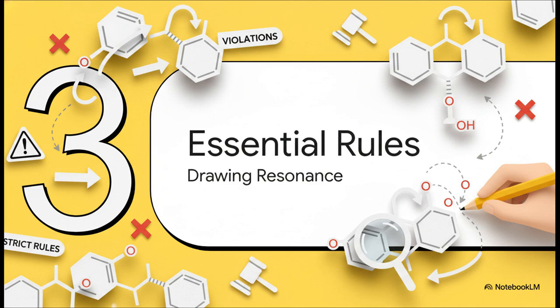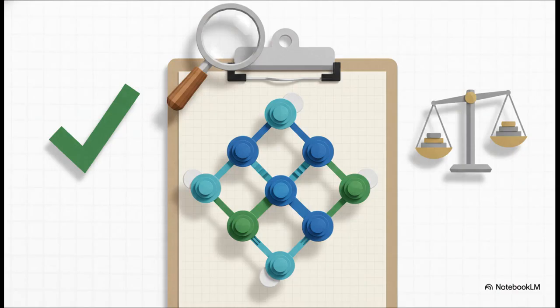Moving right along to Section 3, Essential Rules. Let's lay down the strict, unbreakable rules you have to follow when drawing these structures so you don't throw away easy points. When you're asked to draw resonance structures on an exam, the examiners are actively hunting for violations of these exact principles. So here are your 5 golden rules. Break any of these and, well, your structure is scientifically wrong.